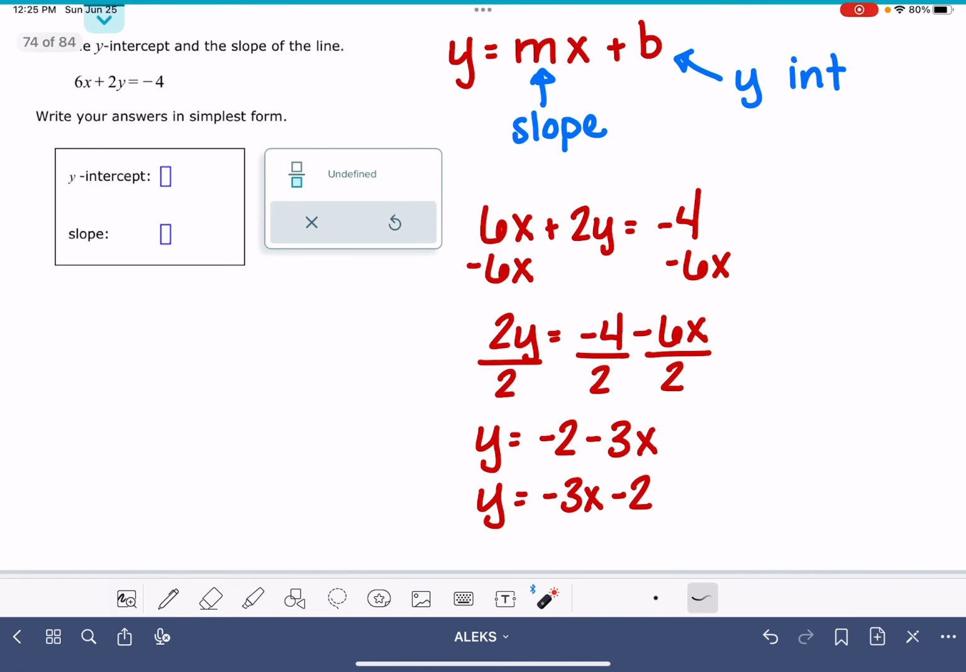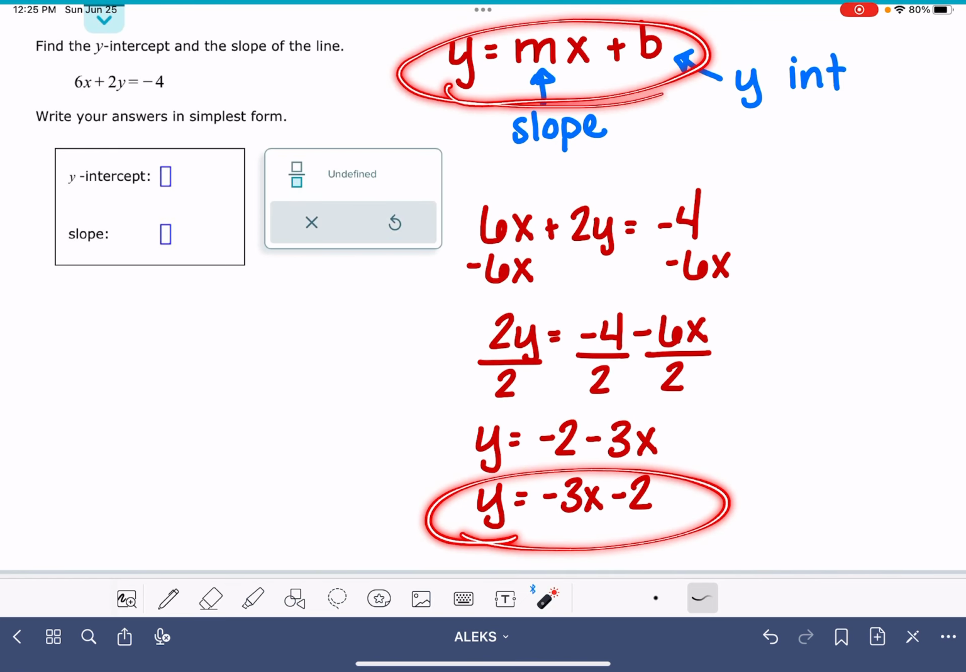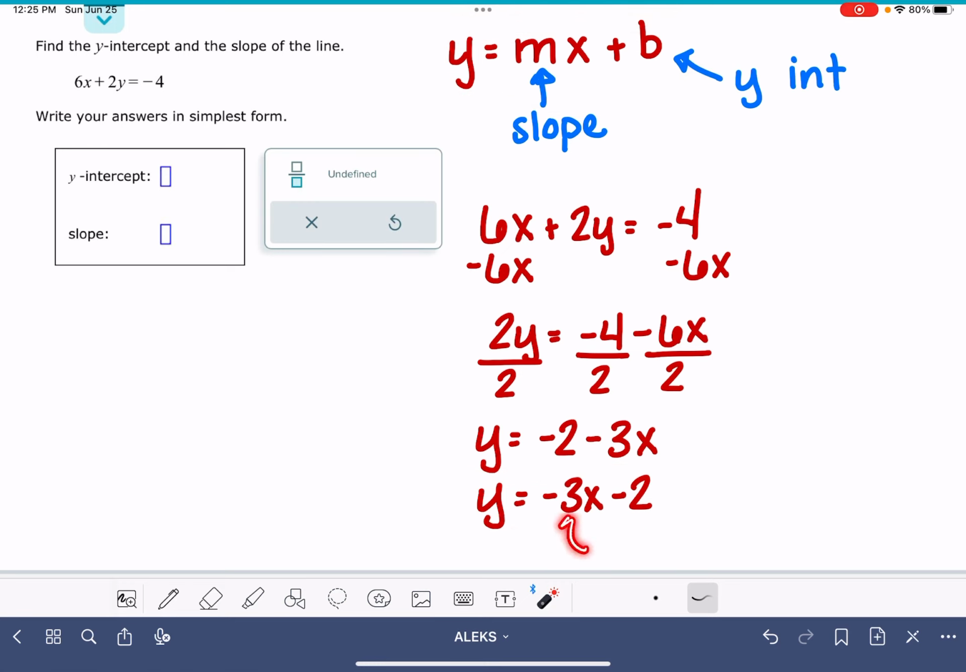And looking at the equation in this form, it matches the original form of the equation where the slope is -3 and the y-intercept is -2.